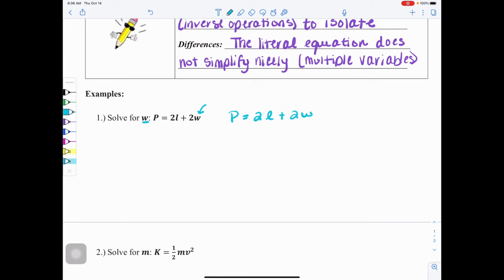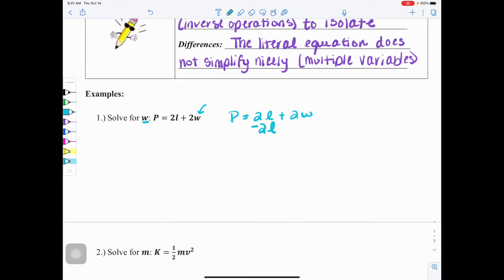And keep in mind that my goal is that the W is the variable and I'm trying to move everything else away from that. So I need the 2L that is on the same side as the 2W to move. That would be an addition or subtraction move, so we want to do that first. In order to get rid of a positive 2L, I need to subtract 2L. I still have to keep my equation in balance.